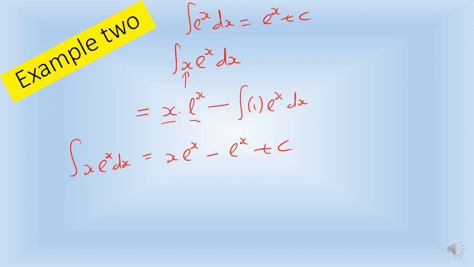All right. So it's pretty straightforward. Once you get to choose what you're going to do with one of the functions, then it's pretty obvious what's going to happen to the other. Differentiate one, integrate the other. All right, let's move on to another example.